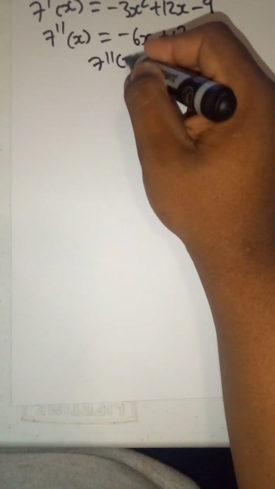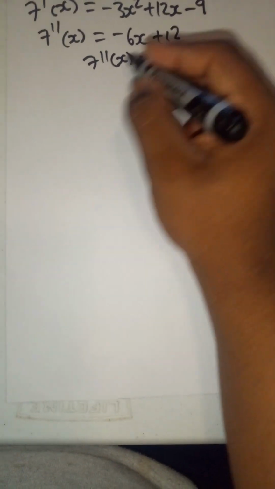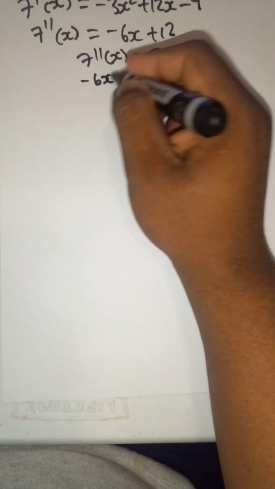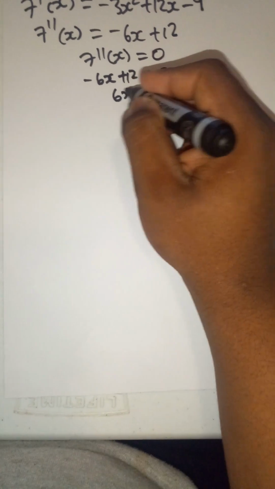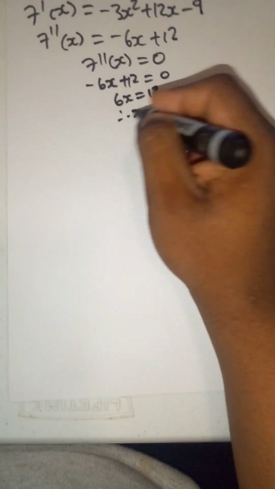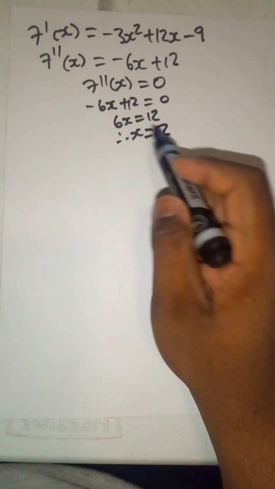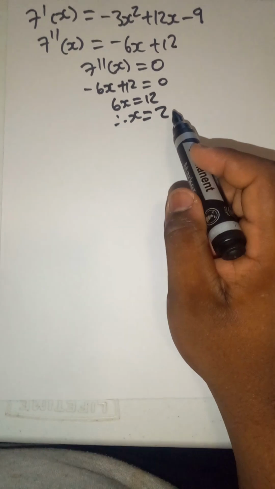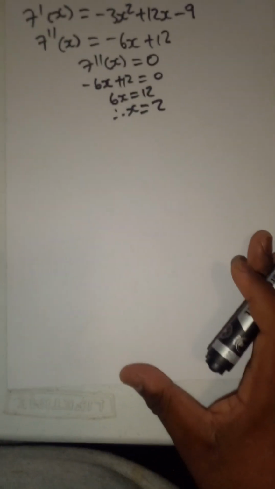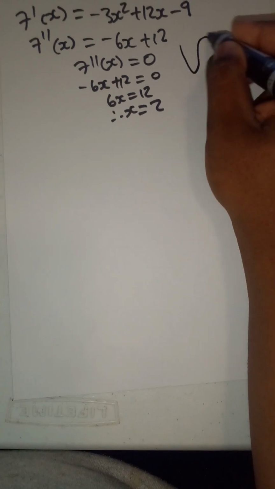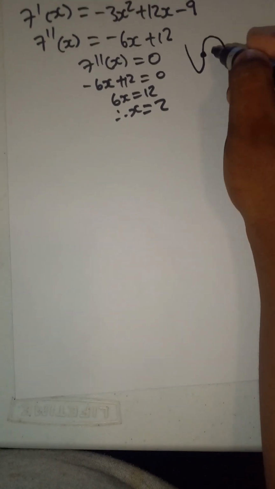Knowing that the second derivative is equal to 0, therefore negative 6x plus 12 is equal to 0. 6x is equal to 12. Therefore x is equal to 2. So now this is the x value. Basically this is the x value at the point of inflection. Okay, so now let's check something there. Until now we are checking this was my graph, right? And then this is the point of inflection.